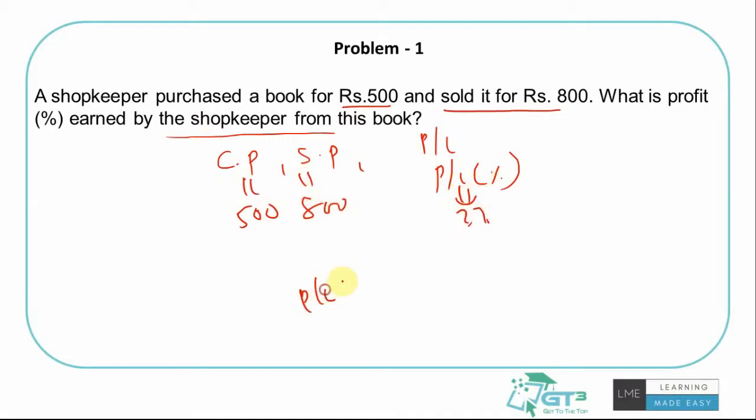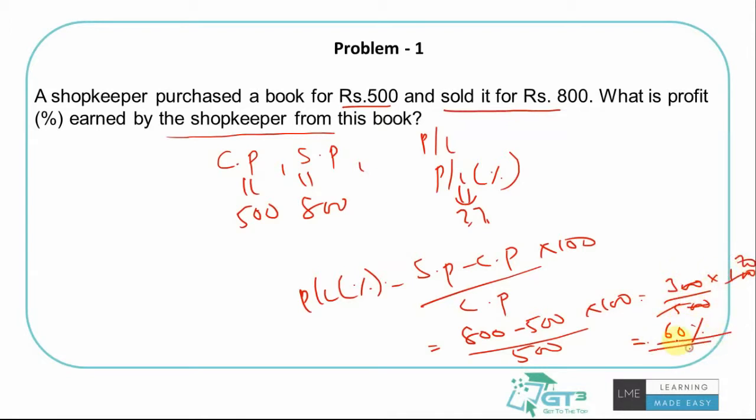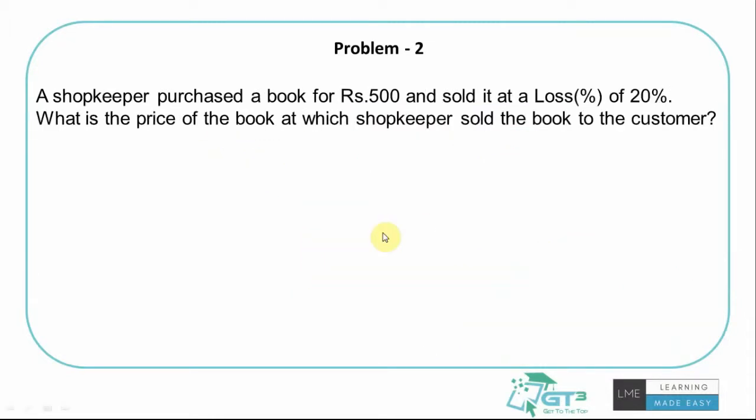So what is the formula for this? As we have discussed, SP minus CP by cost price into 100. That's 800 minus 500 by 500 into 100. That's 300 by 500 into 100, which is 60%. That's the profit percentage, and the profit value is 800 minus 500, which is 300 rupees. That's the question. Now look at the next question.